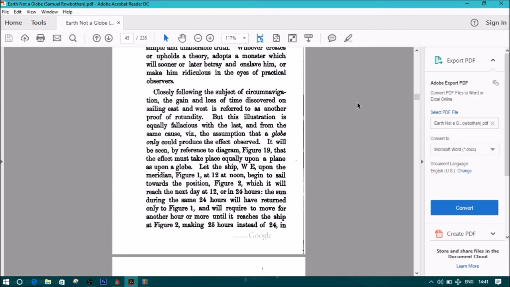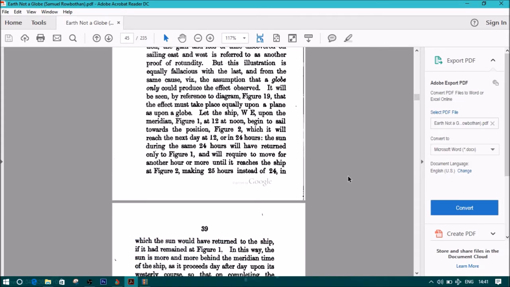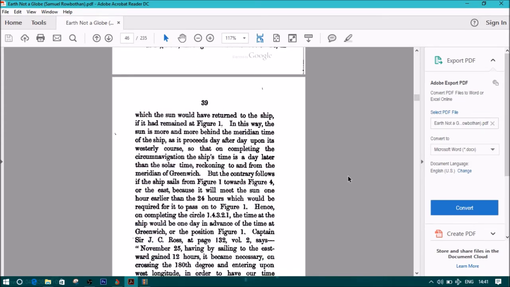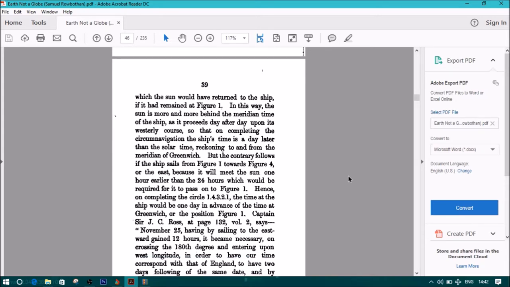Let the ship WE upon the meridian, Figure 1, at 12 at noon begin to sail towards the position Figure 2, which it will reach the next day at 12, or in 24 hours. The same 24 hours will have returned only to Figure 1, and will require to move for another hour or more until it reaches the ship at Figure 2, making 25 hours instead of 24, in which the sun would have returned to the ship if it had remained at Figure 1. In this way, the sun is more and more behind the meridian time of the ship as it proceeds day after day upon its westerly course, so that on completing the circumnavigation, the ship's time is a day later than the solar time, reckoning to and from the meridian at Greenwich.